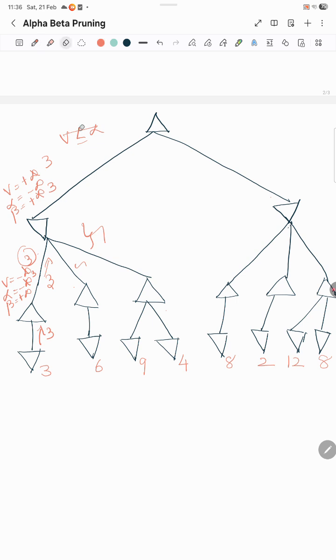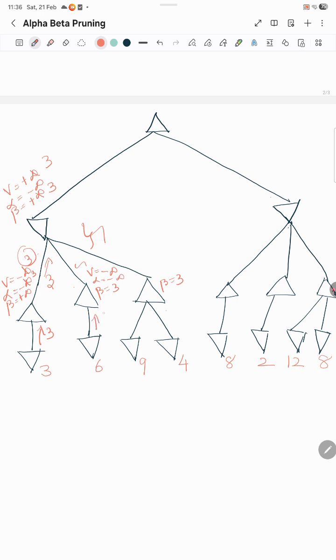You have to explore from terminal node 6. Beta for the min node is 3, so for all the children you have to update the beta value over here. Here this is a max node, so v is minus infinity, alpha is minus infinity.